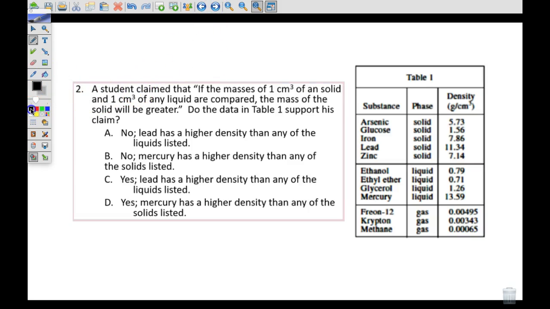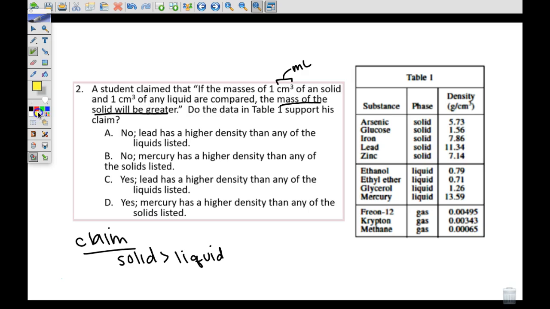In question number 2, it asks, a student claimed that if the masses of 1 cubic centimeter, remember this is the same thing as 1 milliliter, of a solid and 1 cubic centimeter of any liquid are compared, the mass of the solid will be greater. So the claim, guys, to sum up, is that the density of the solid is always going to be greater than the density of the liquid. Looking at my data, I see that in the liquid phase, mercury has a density of 13.59, which is higher than any of the densities of the solids. So the most appropriate answer to number 2 is B.